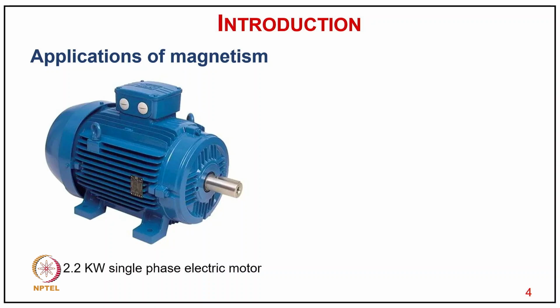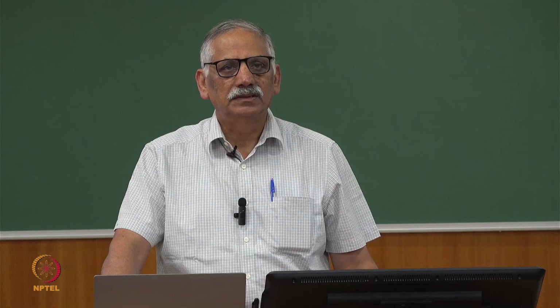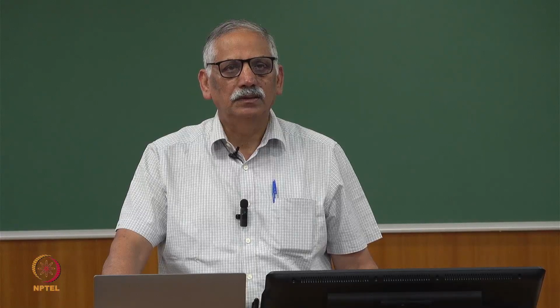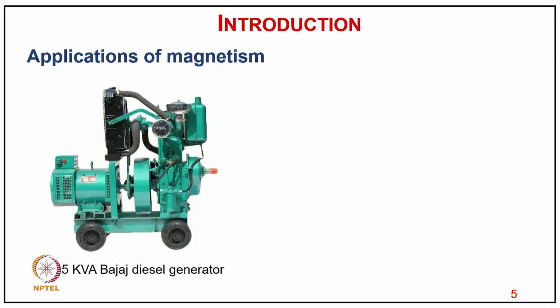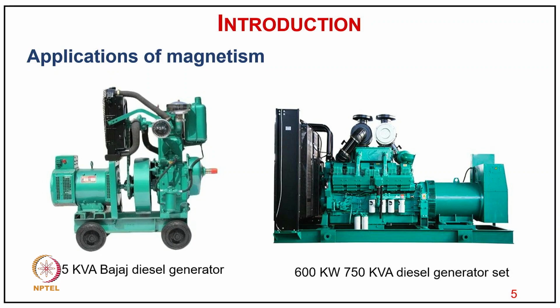Applications of magnetism, of course, are in electrical machines, as you can see: a 2.2 kilowatt, 3 horsepower single phase induction motor, and a 5 HP induction motor. Then, of course, a 5 kVA diesel generator set, which is normally single phase, and a 3-phase 600 kilowatt, 750 kVA diesel generator set, as you can see here, where we use magnetism.